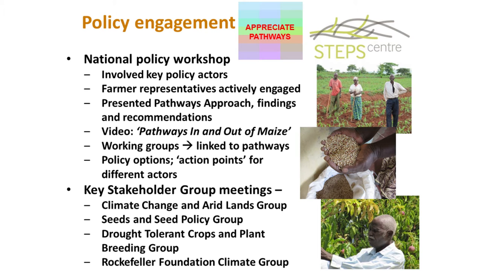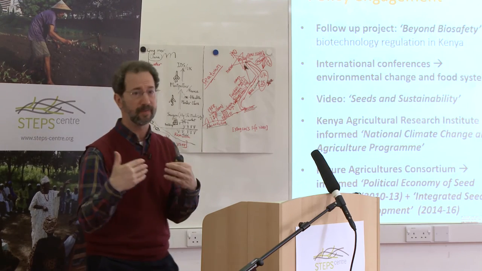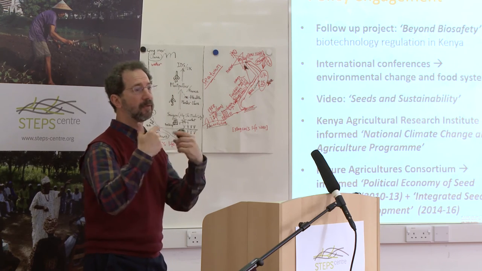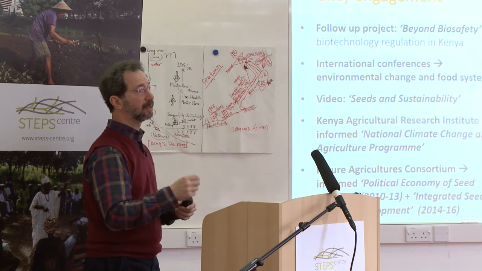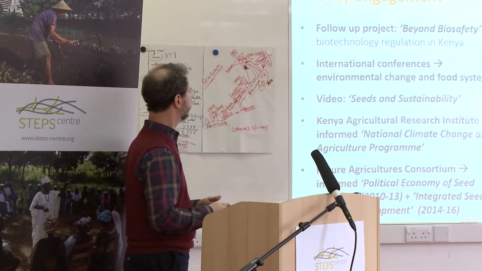There was a specific group, the Rockefeller Foundation was setting up a new climate group that was going to be working across all of Africa, and we had a specific meeting with them as well. And so we fed in the findings to all of those groups and had a discussion about action points appropriate from their areas of responsibility, again, thinking about those issues of transparency and accountability.